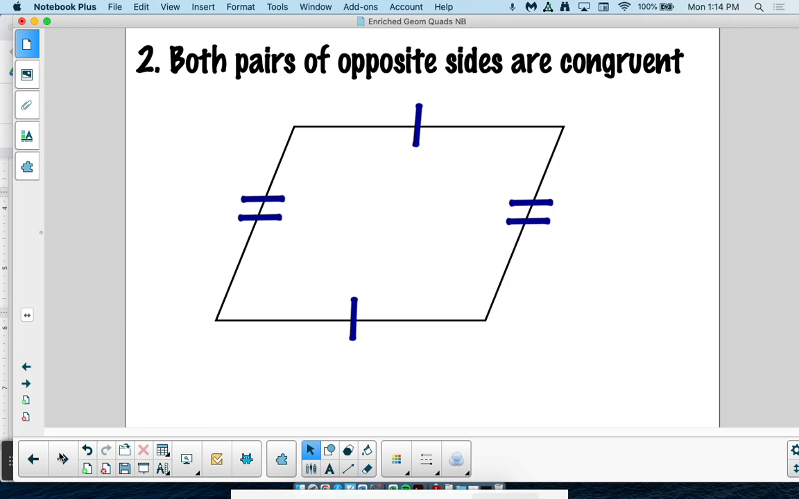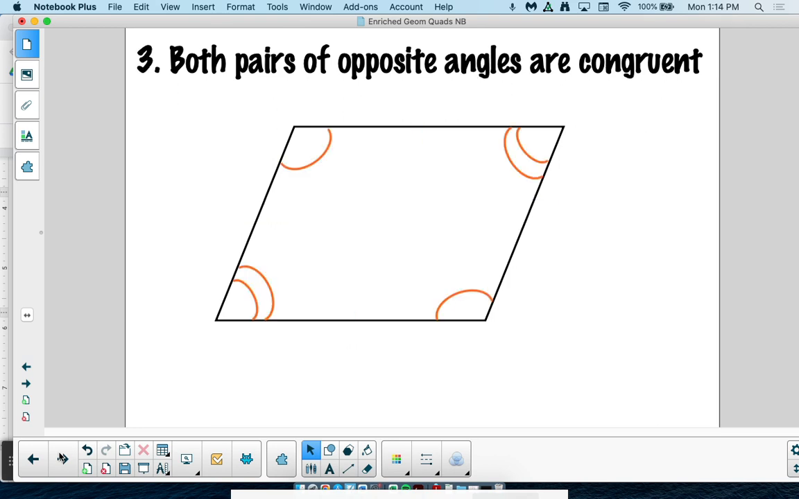Now we're going to switch to angles. Opposite angles, so angles that are diagonal from each other, are congruent. Opposite angles are congruent.